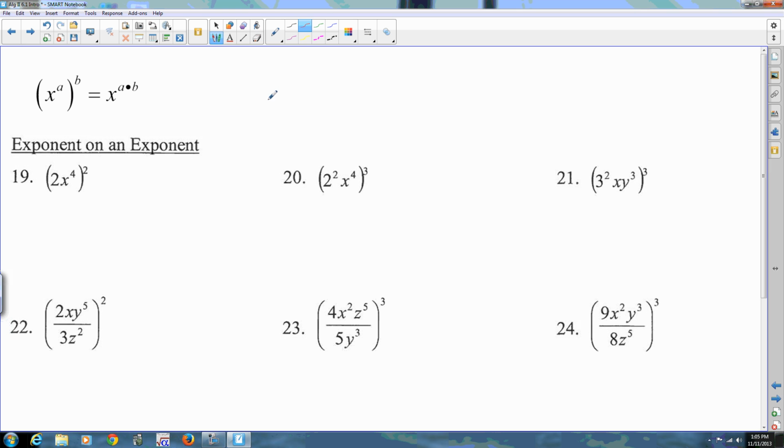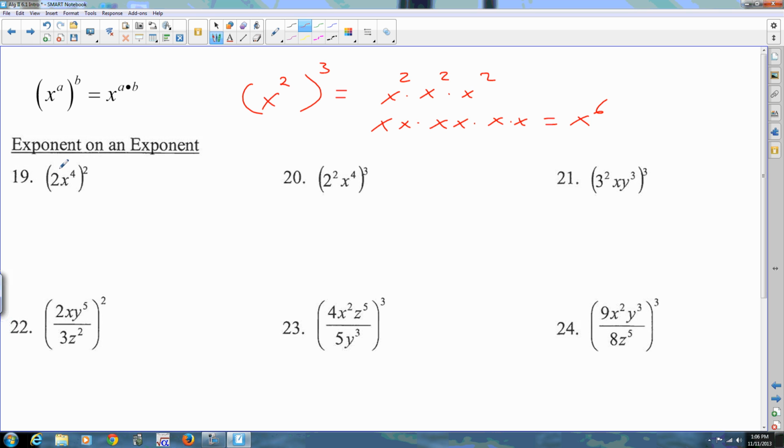Okay, when you have an exponent on an exponent, like x squared cubed, that's saying x squared times x squared times x squared, which, as you know, is x times x times x times x times x times x, which gives you x to the 6th. So when you have an exponent on an exponent, the shortcut is that you multiply your exponents.